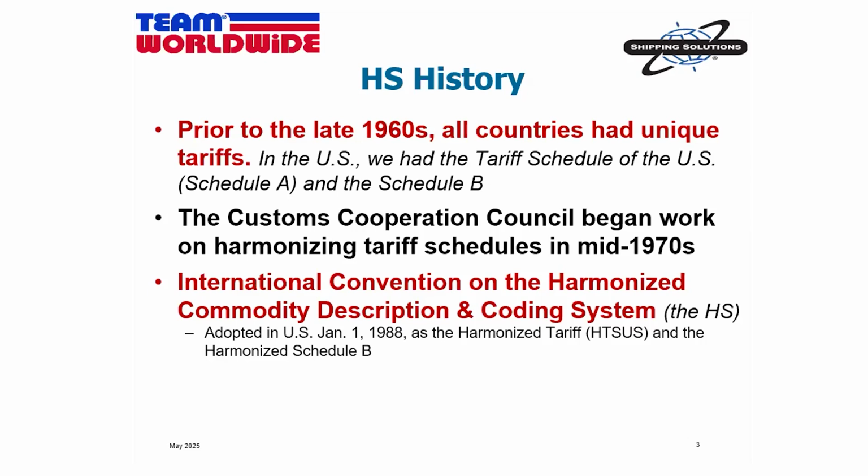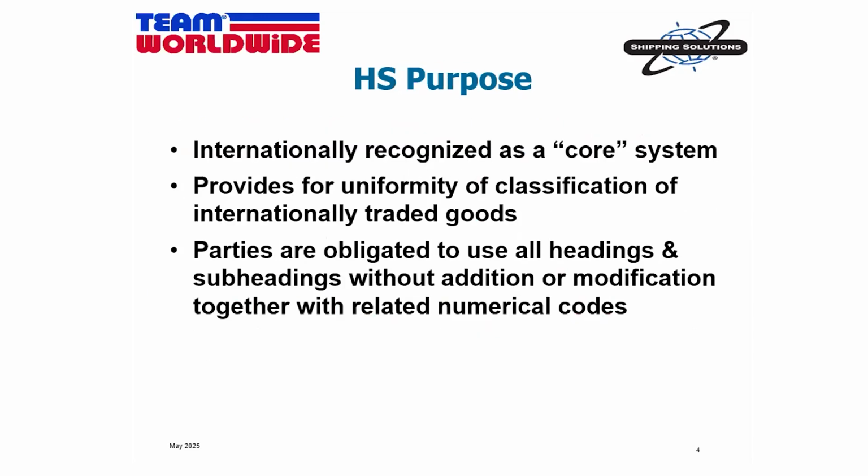And in a minute, we'll talk about how that could also be used within a country for maybe the specific needs of an agency or certain gathering of information that would be unique to that country or that agency within the country. The U.S. was one of the first 10 nations to adopt the harmonized system, and we adopted the harmonized system in 1988. It is an internationally recognized core system to uniformly classify goods that are traded internationally.